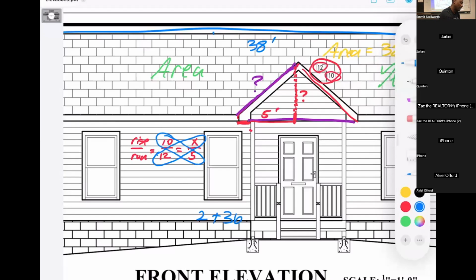So I have 12x is equal to, so this times this is equal to this times this, 10 times 5. Or 12x is equal to 50. We're going to divide both sides by 12, solve for x. So x is going to equal 50 divided by 12. It's going to be about 4.2. So this right here is going to be 4.2.